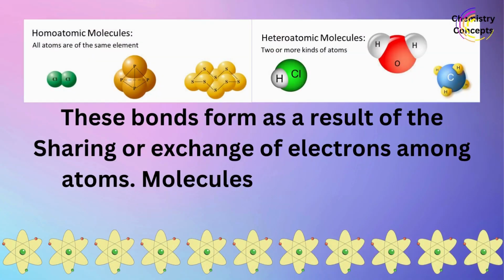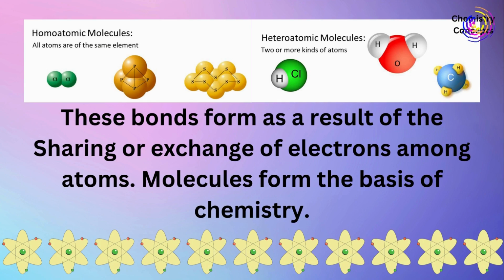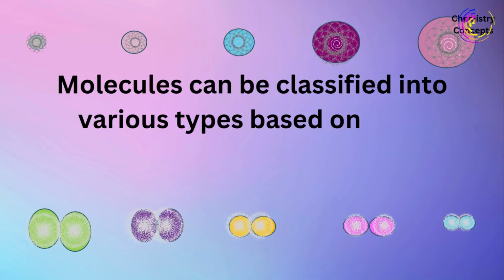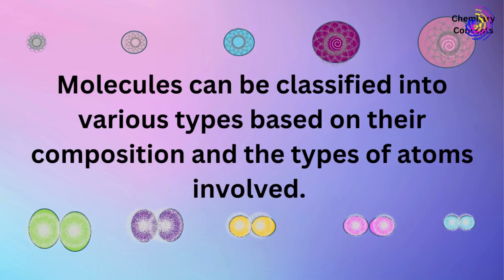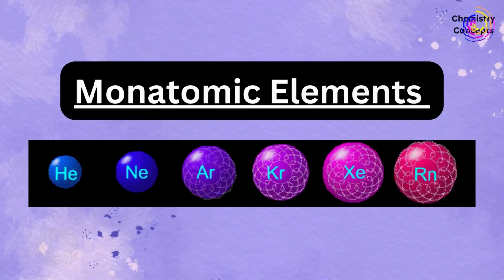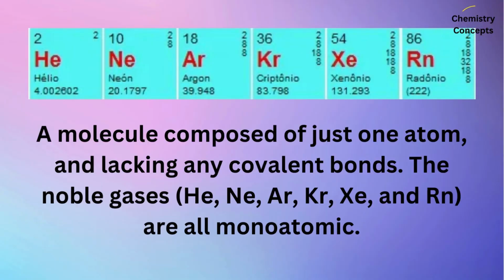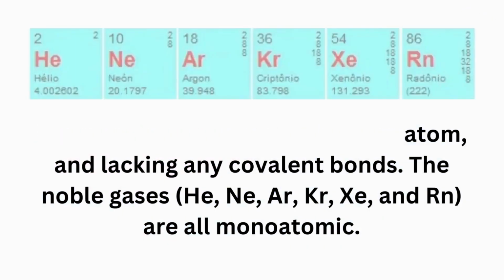These bonds form as a result of the sharing or exchange of electrons among atoms. Molecules form the basis of chemistry. Molecules can be classified into various types based on their composition and the types of atoms involved. Monatomic elements are molecules composed of just one atom, and lacking any covalent bonds. The noble gases, He helium, Ne neon, Ar argon, Kr krypton, Xe xenon, and Rn radon, are all monatomic.